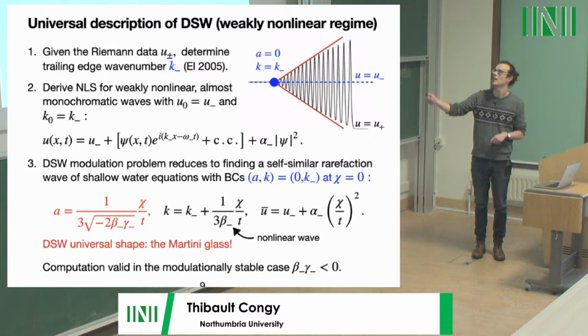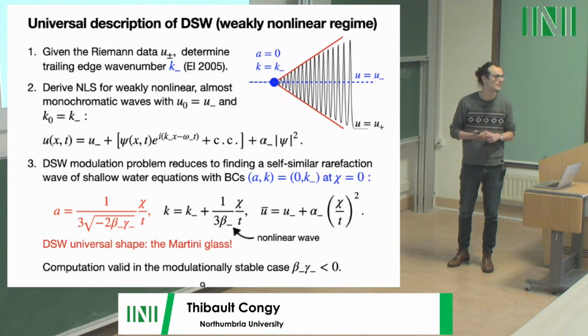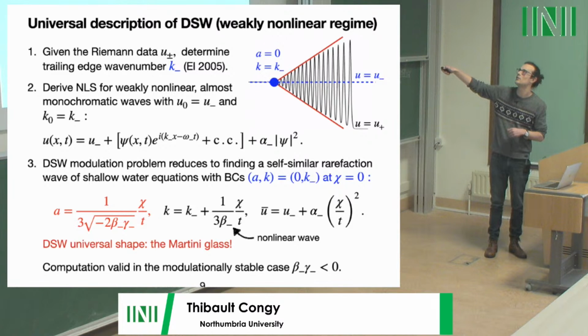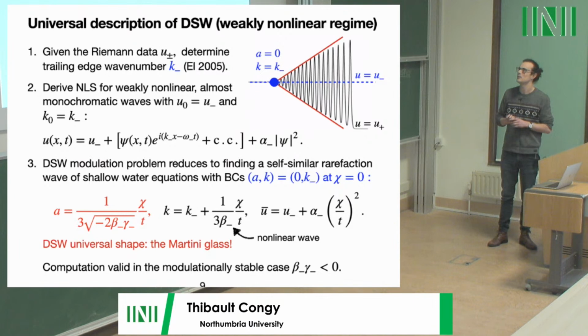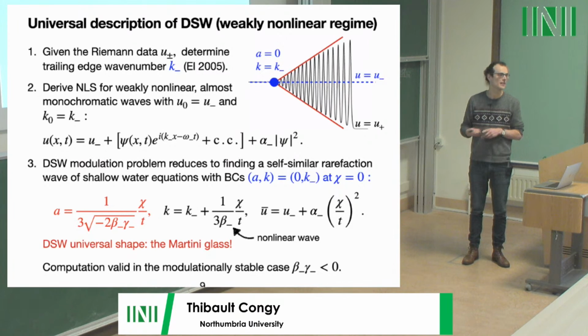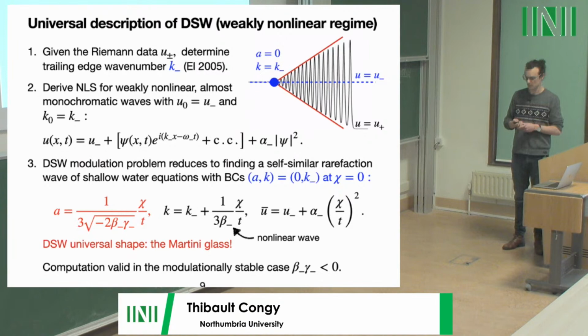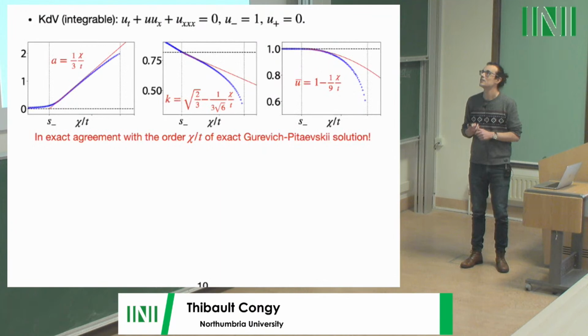That's something that has been termed before the Martini glass shape of the dispersive shock wave: you go from zero amplitude to this linear growth, and it's actually a universal feature of dispersive shock waves. Universal here has to be taken with a pinch of salt, because it's universal only if beta and gamma are different from zero, and only if you are in the modulationally stable case, so when beta gamma is negative, or if you want, when you have defocusing NLS. So that's the idea.